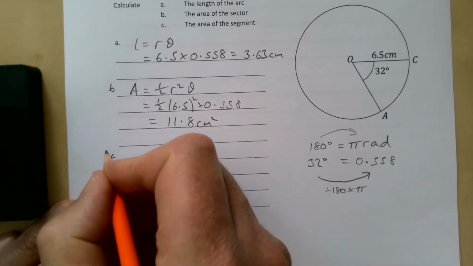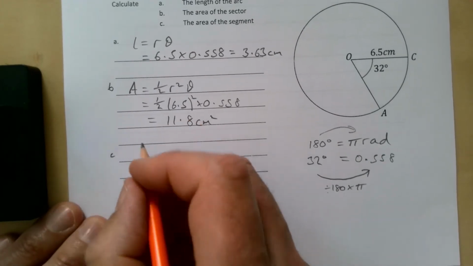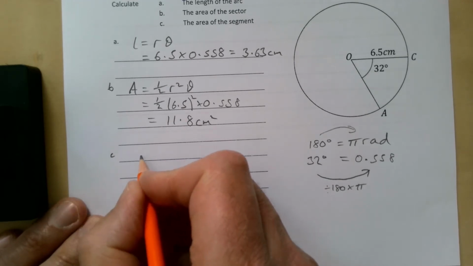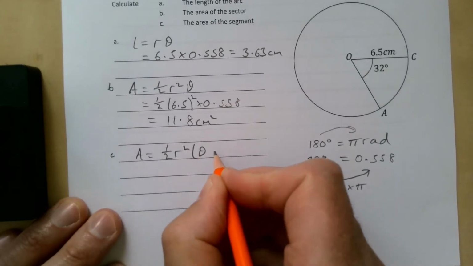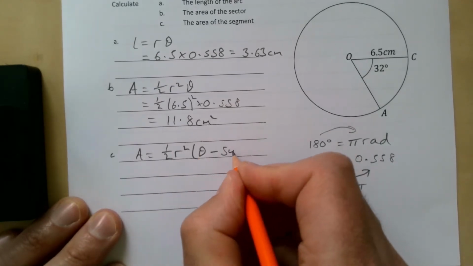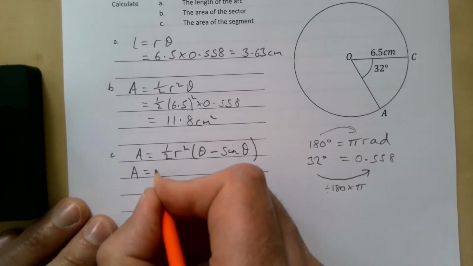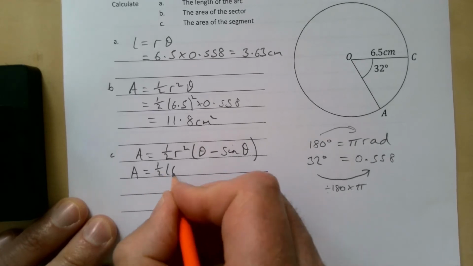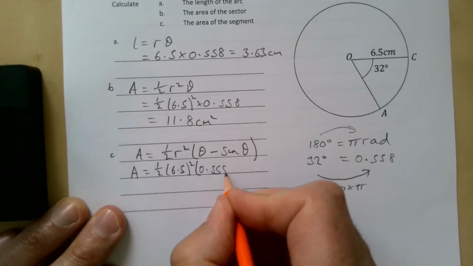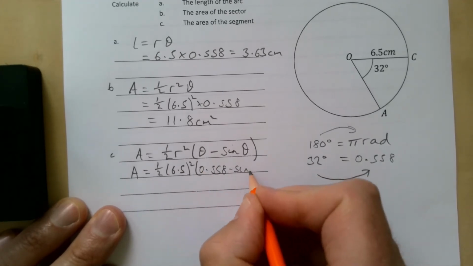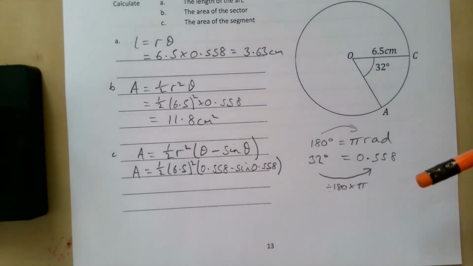Part C, then it asks us for the area of the segment. We looked a little bit at that in the last bit. So the area of our segment is a half r squared times theta minus sine theta. Area is a half times 6.5 squared times 0.558 minus sine 0.558. Now we need to stop you here so that you know exactly what's going on.